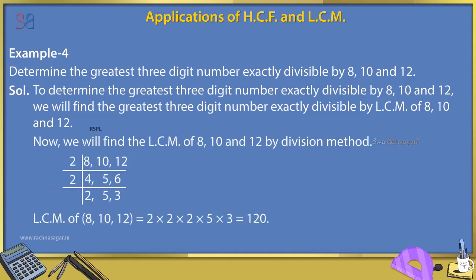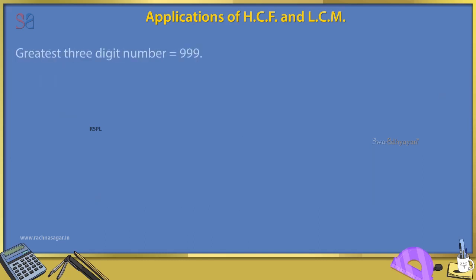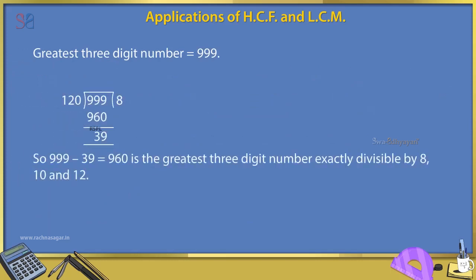LCM of 8, 10 and 12 is equal to 2 multiplied by 2 multiplied by 2 multiplied by 5 multiplied by 3 which is equal to 120. Greatest 3-digit number is equal to 999. So 999 minus 39 is equal to 960 is the greatest 3-digit number exactly divisible by 8, 10 and 12.